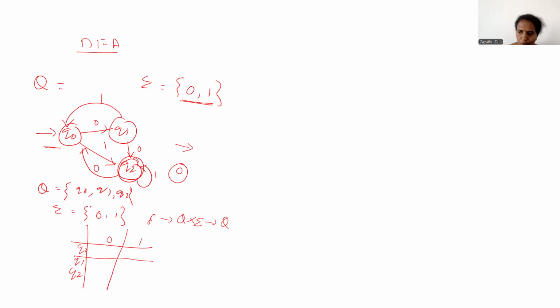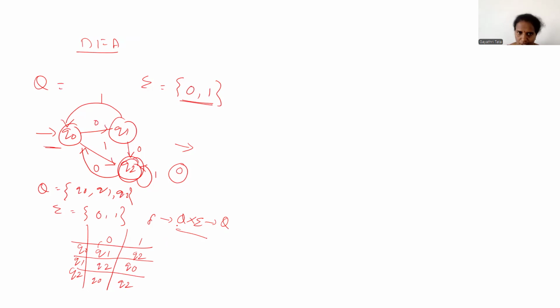Now see Q naught. In this diagram, Q naught reading 0 is moving to Q1. Q naught after reading 1 is moving to Q2, right? And the next one, Q1: reading 0, it is moving to Q2, and Q1 reading 1 is moving to Q naught, right? Similarly, Q2 reading 0 can move to Q naught, and reading 1 it is moving to Q2 only, right? This is only the definition.